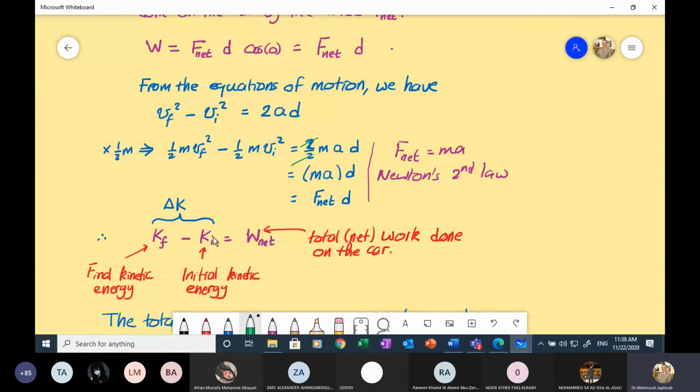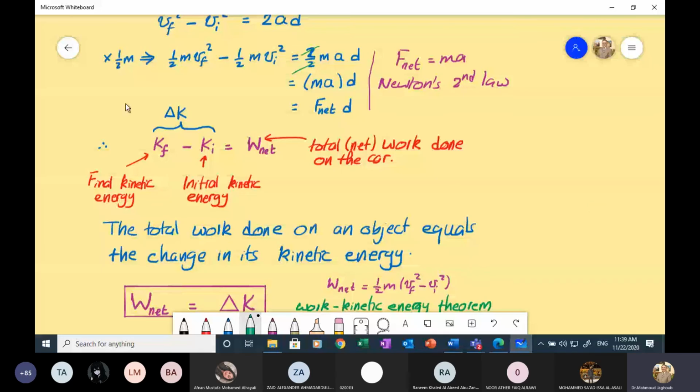Initial kinetic energy. Therefore, now we have found a relation between the change in the kinetic energy and the work done. And anytime you have something final minus something initial, what do we call it? We call it delta, change. Change always means final minus initial. But change of what? Change of kinetic energy. Therefore, we have delta K, which is the change in the kinetic energy, equals the net work done on the object.